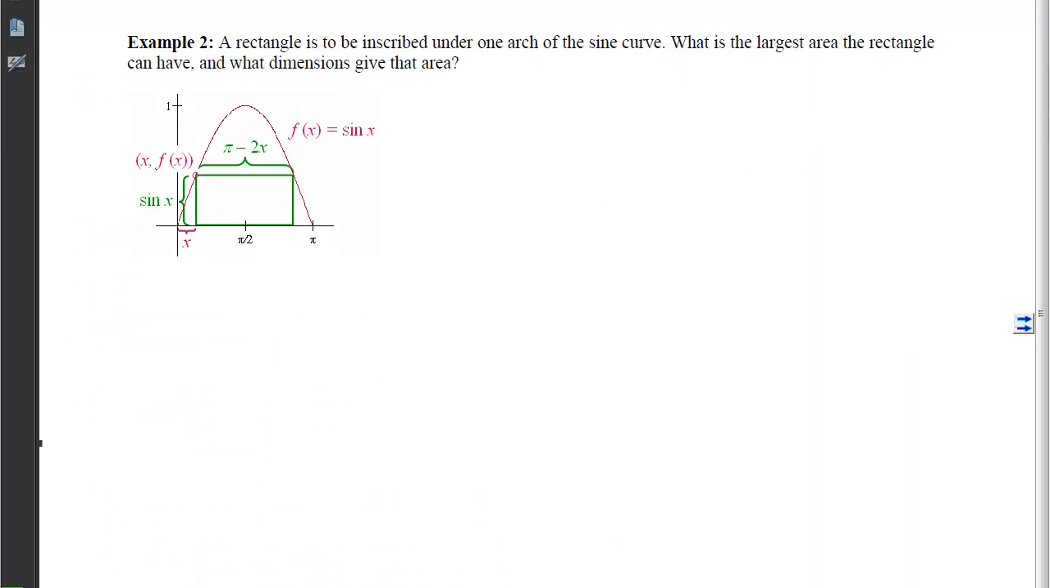With example 2, we have a rectangle that is going to be inscribed under one arch of the sine curve, and the goal is to find the largest area of that rectangle and the dimensions that give that area. So if we read this carefully, which is step 1, we can see that we're trying to maximize the area of this green rectangle. So I've already started step 2 for you by drawing this picture. We have one arch of the sine curve, and underneath that sine curve we have built a rectangle. Our goal is to get the largest area.